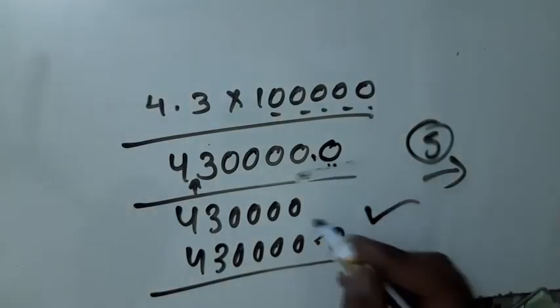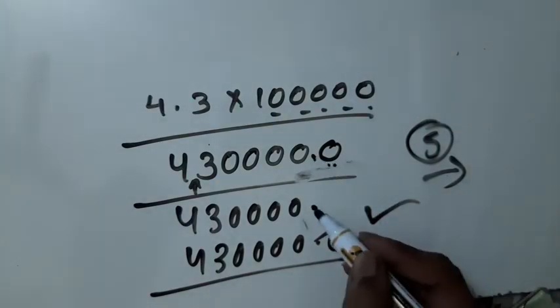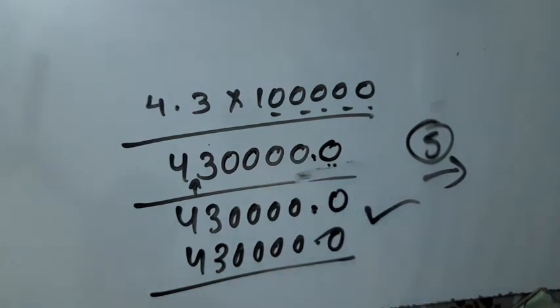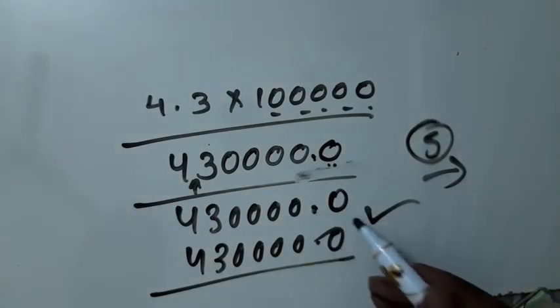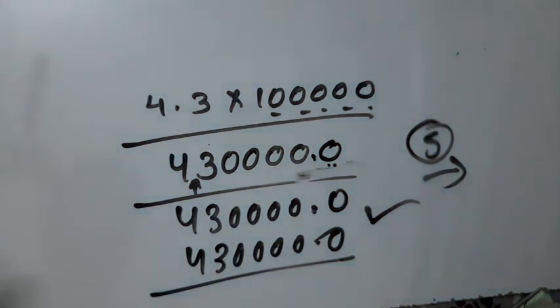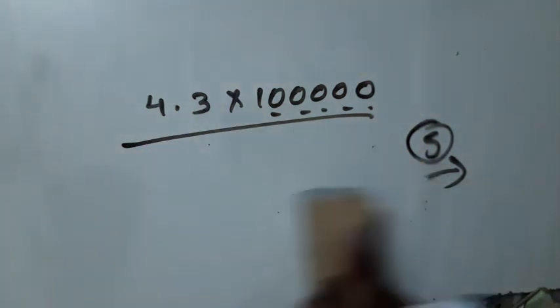You cannot leave just a point here. If you are using a point, you have to put 0, because a point is used when we have a decimal part. That's why you use a decimal point. So if you are using a decimal point, you have to show a decimal part in the answer. So in both the cases, we will get the same answer, whether we put a point and 0 or only the whole number.